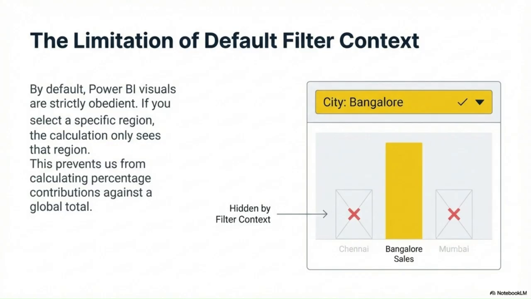By default, Power BI strictly follows filters. If a user selects Bangalore, the report only sees Bangalore data. That means the global total disappears. Percentage calculations become incorrect. This makes it impossible to compare a region against the full business.